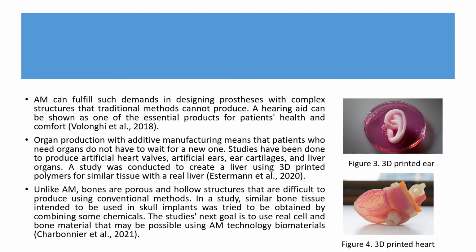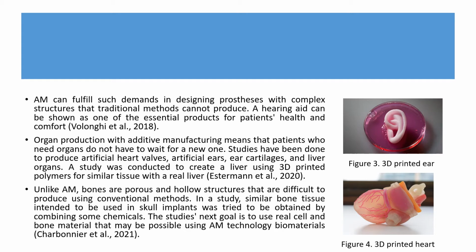AM can fulfill such demands in designing prostheses with complex structures that traditional methods cannot produce. A hearing aid can be shown as one of the essential products for patients' health and comfort. Organ production with additive manufacturing means that patients who need organs do not have to wait for a new one. Studies have been done to produce artificial heart valves, artificial ears, ear cartilages, and liver organs. A study was conducted to create a liver using 3D printed polymers for tissue similar to the real liver.